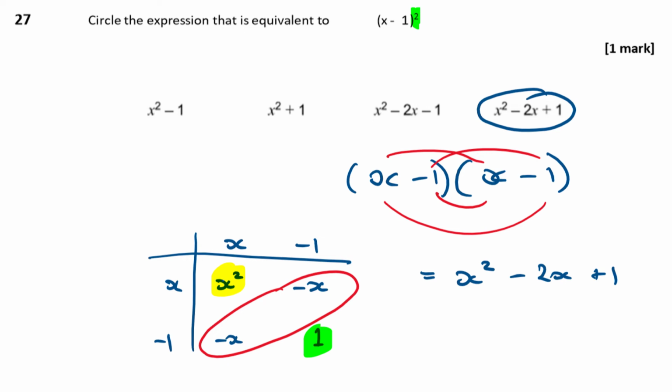Now if you struggle with these, it's a good idea to do it in this table because it makes sure that you do the 4 multiplications that you need to do. It gives you a bit of structure in order to do that.